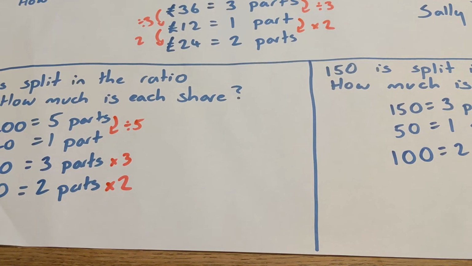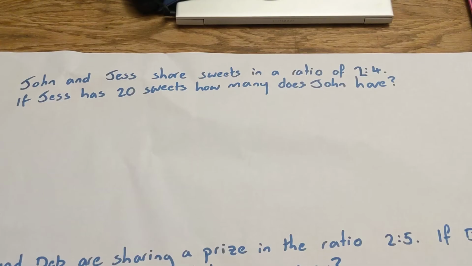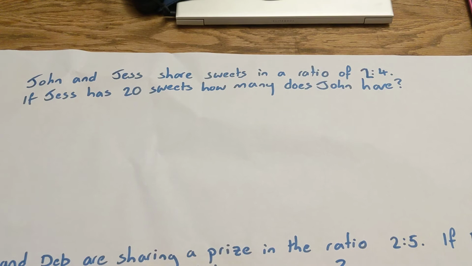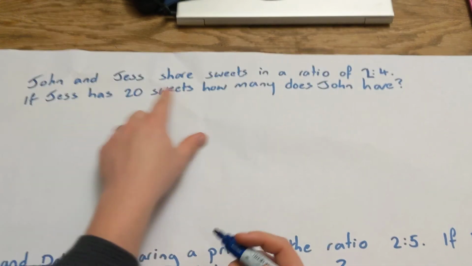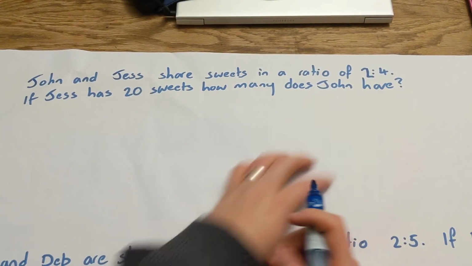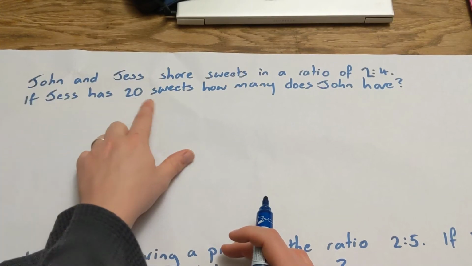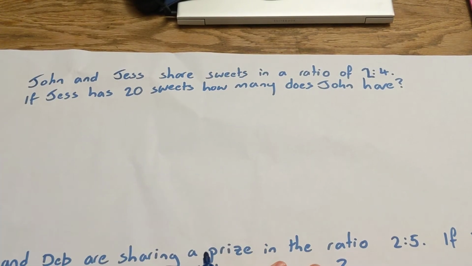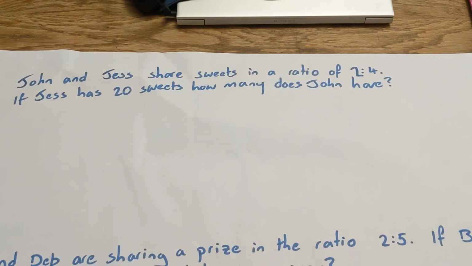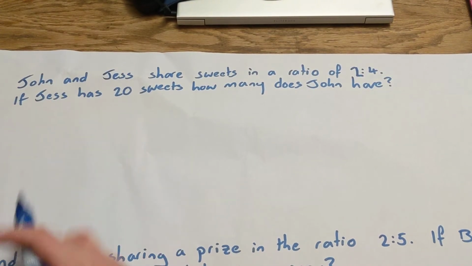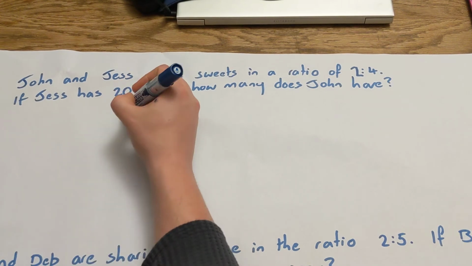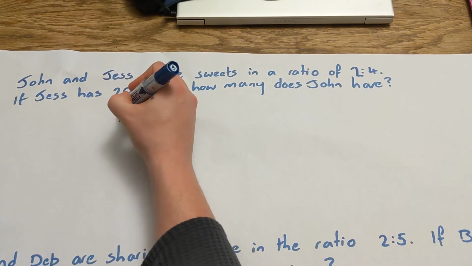Now let's look at another example. Let's look at some the other way round now. John and Jess share sweets in a ratio of 2 to 4. If Jess has 20 sweets, how many does John have? So here we don't know the total amount. We're just trying to work out how much one of these people gets. So we know 20 sweets is involved somehow.